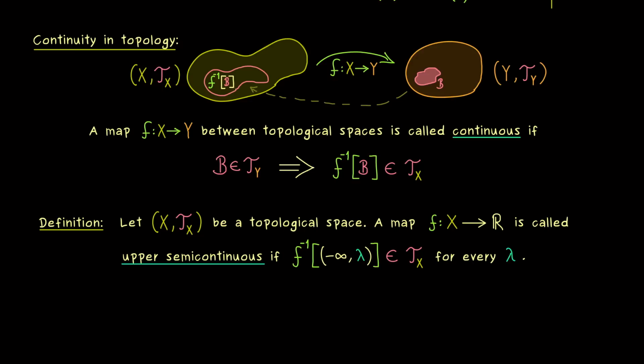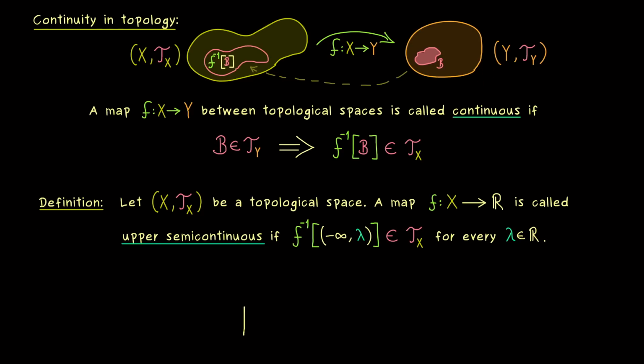And please note here, this collection of intervals is not enough to cover all possible open sets in R. And maybe a good way to remember this property of semi-continuity is to look at the graph of a function. So for example, you could imagine that we have such a graph where the function makes a jump at this point. And now we are allowed to fix any lambda on the y-axis.